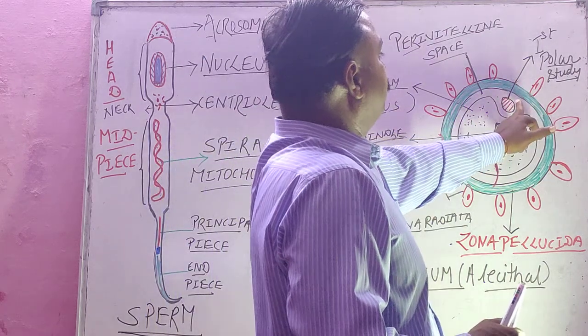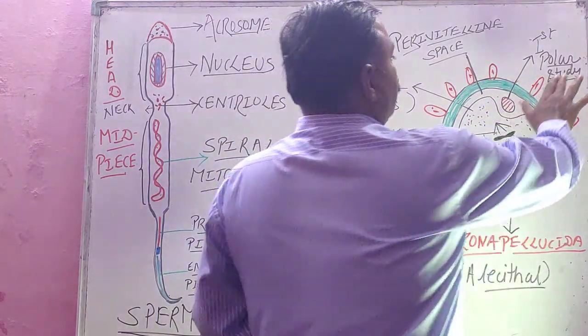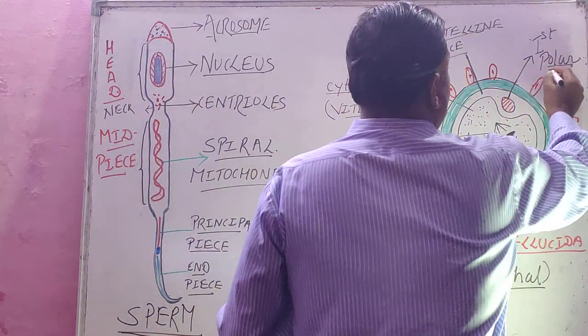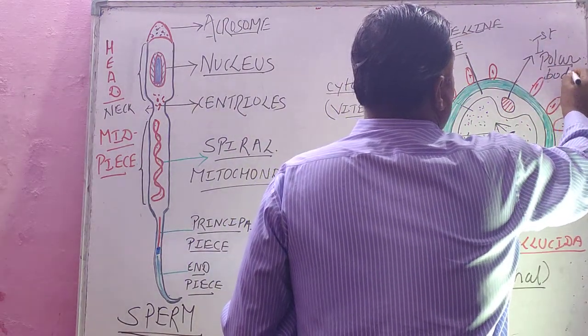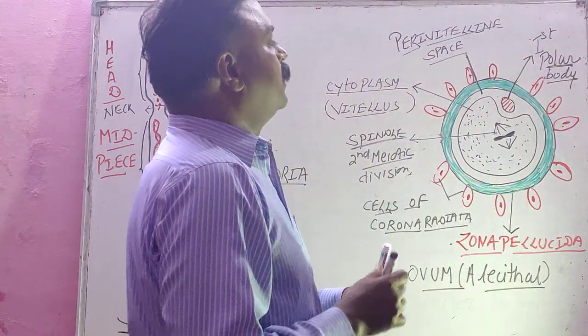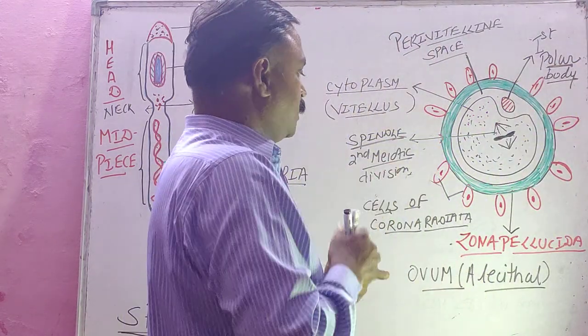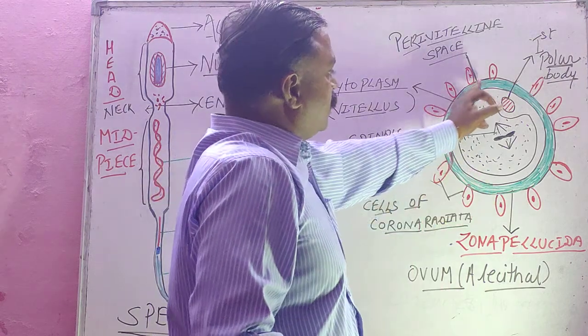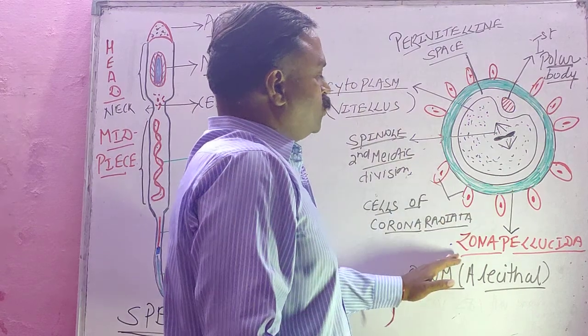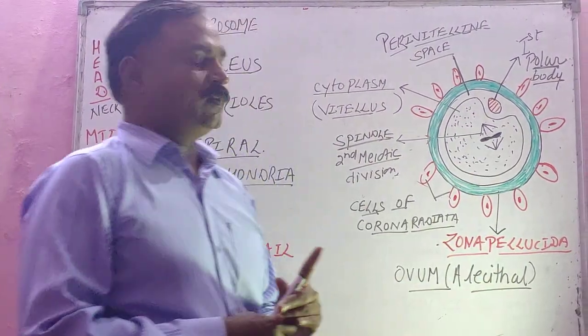This is the first polar body. Students, this is the first polar body. We will study this first polar body during oogenesis. And last but not least, this transparent layer is called the zona pellucida layer, students.